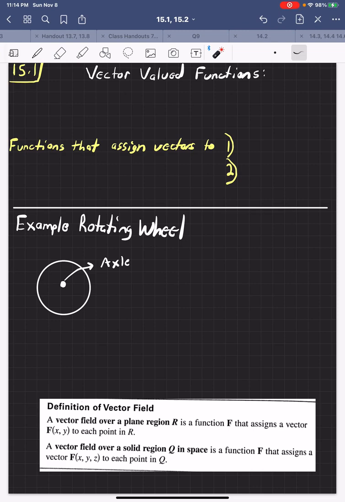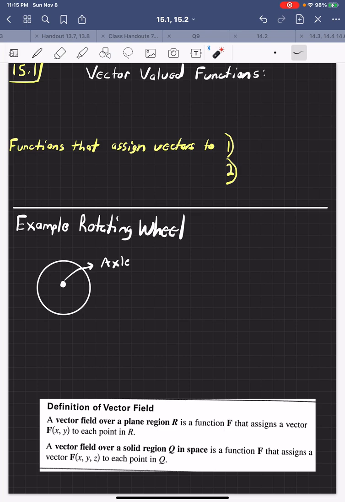So we have finally arrived at the last chapter in our calculus textbook, chapter 15. Back in chapter 12, we studied vector valued functions, and we used them to model things dealing with curves and things dealing with motion, etc.